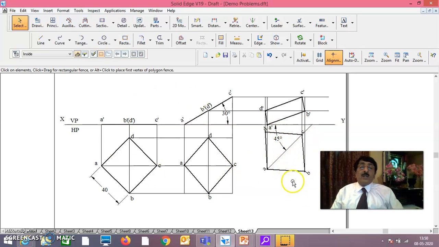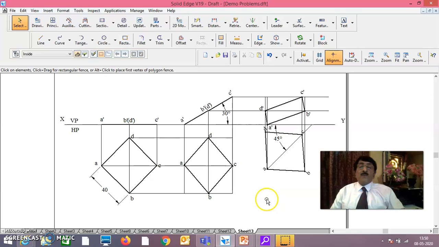Looking at these things, you yourself should be in a position to frame the problem. In this complex position, you have drawn the front view. The front view looks like this, the top view looks like this. This is called the change of position method. First we draw the position this way, then I rotate to give the 30 degrees HP inclination, next I give the VP inclination. This is called the change of position method.